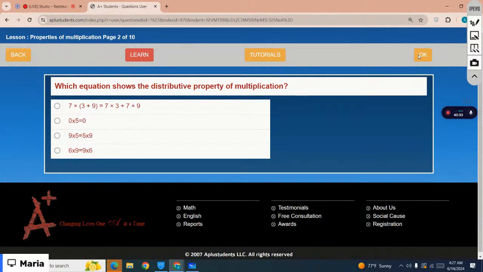The correct option is: 0 times 5 is 0 is the zero property. 9 times 5 equals 5 times 9 is the commutative property. And the last one is also commutative property. The distributive property is option number 1, that is 7 times (3 plus 9) equals 7 times 3 plus 7 times 9. That is the distributive property of multiplication. Got it? Option number 1 is the correct option.